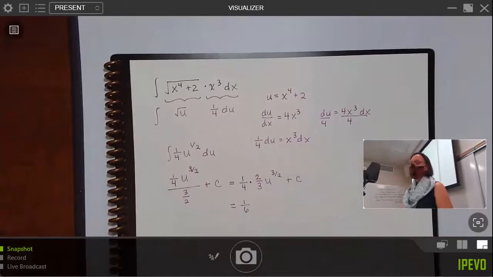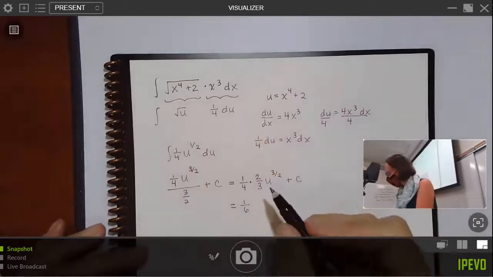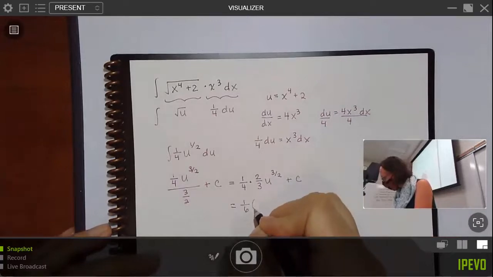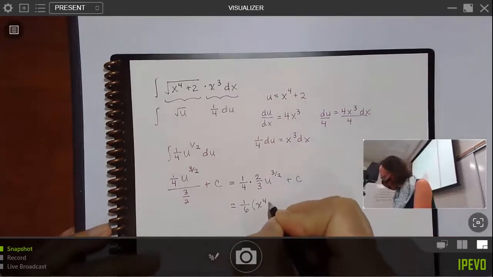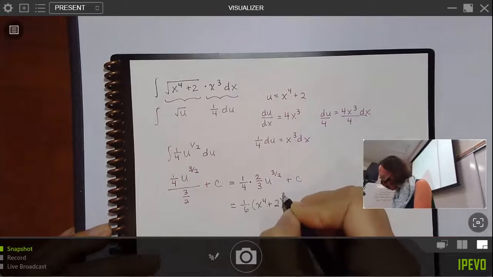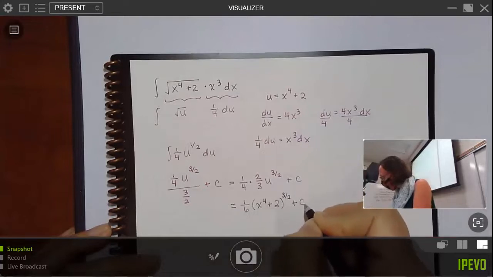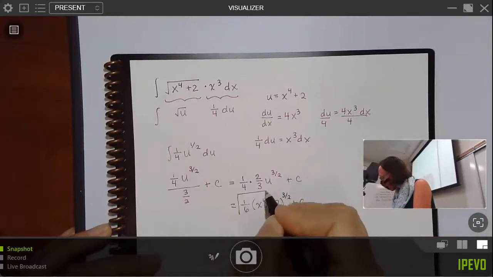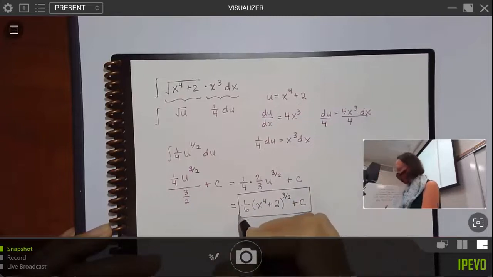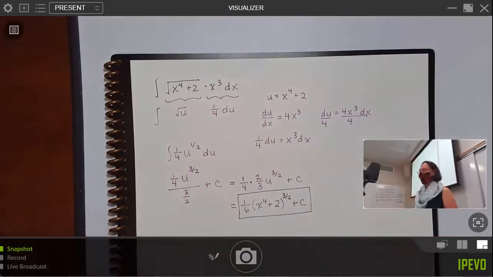And to make sure that I get all my points, I do want to go back and use my vocabulary list again to translate that u back into x to the 4th plus 2. So if your question was asked in terms of x, we just want to make sure that in the end, we've answered it in terms of x.